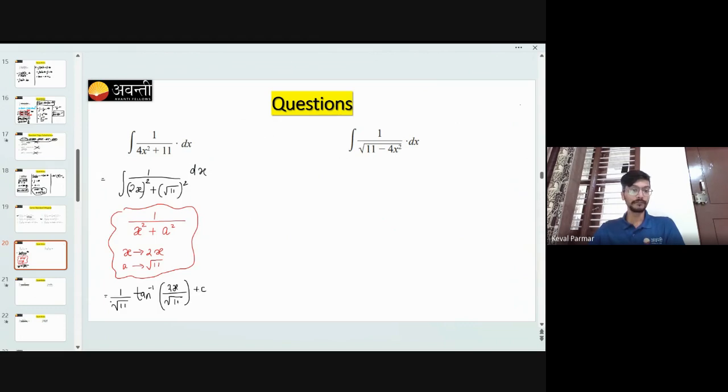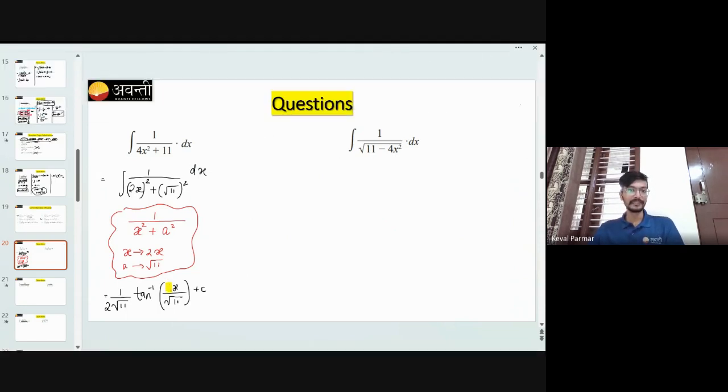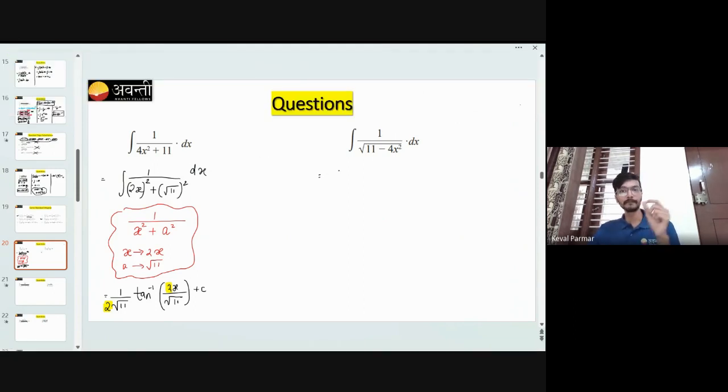Now don't forget this 2. Why? Because as we have learned in the special case, if in place of x we have a linear term, then we have to divide by that. So don't forget this. Correct? Now you can try this one and you can tell me the answer.